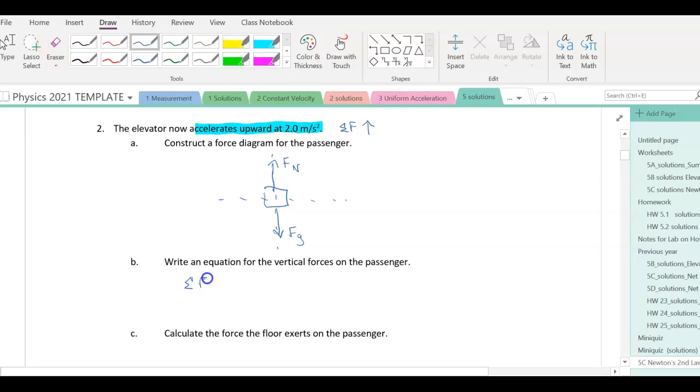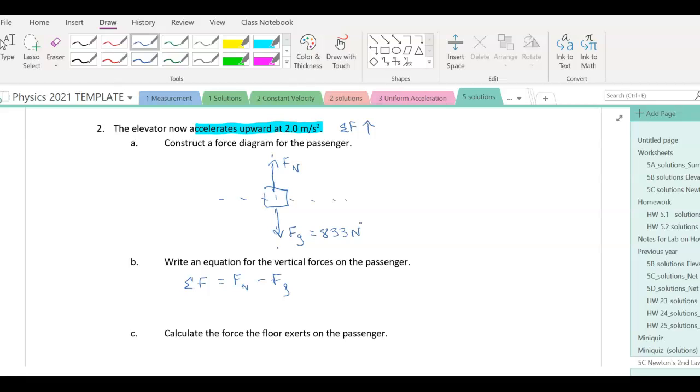Well, I know that the sum of these forces is the normal force minus the force of gravity. That's not very helpful yet, because there are three things in this equation. The only thing I know is the gravitational force. It's that same 85 kilogram man who has a weight of 833 newtons. So I know Fg, but I do not know either the normal force or the net force.